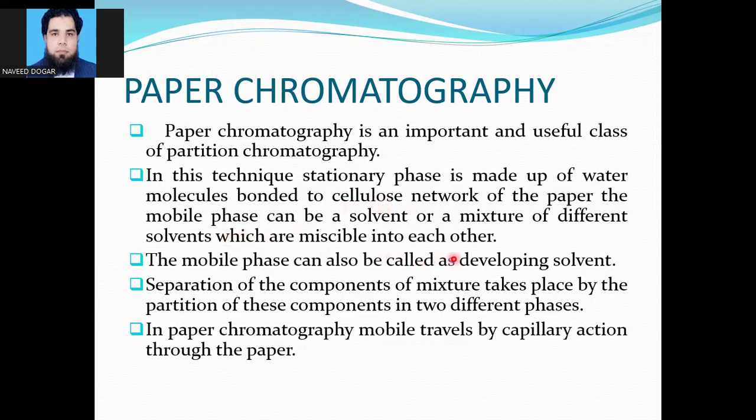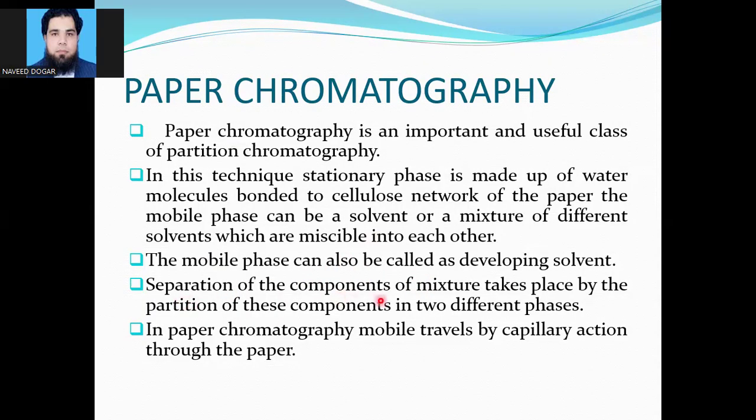The mobile phase is a solvent. It can be a single solvent or a mixture of different solvents, which must be miscible with each other. The mobile phase can also be called the developing solvent. So that's very clear: in paper chromatography, the stationary phase is water, which is absorbed inside the surface of the cellulosic paper, and the mobile phase is a solvent called the developing solvent. It may be a single solvent or a mixture of various solvents.